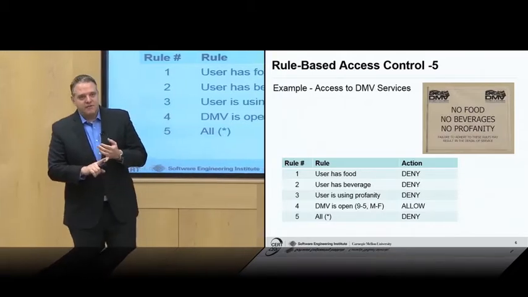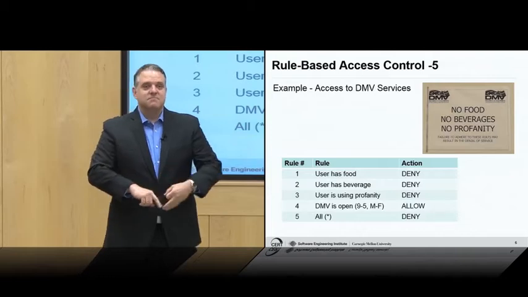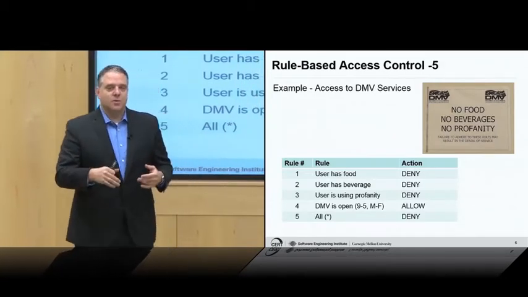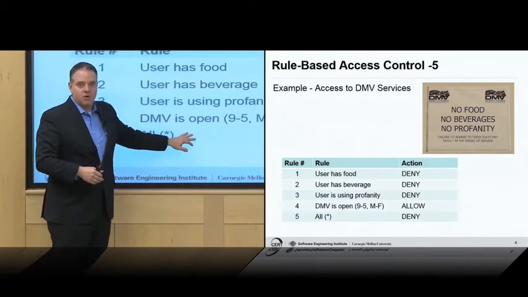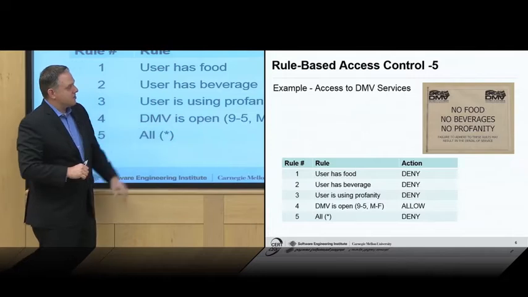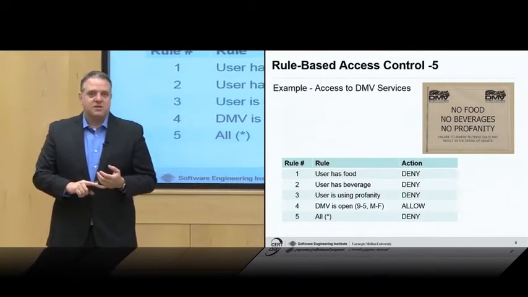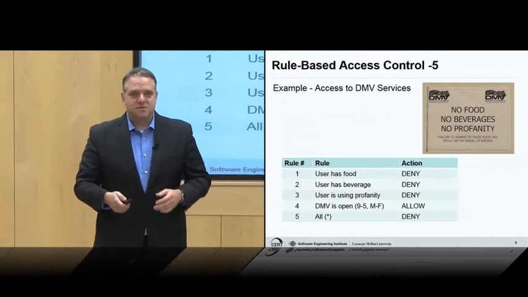Well, as long as you don't have any food, and you don't have any beverages, and you're not swearing, you'd be allowed to come on in because the default would be allow. And what that would cause is that people are trying to get into the DMV at 3 o'clock in the morning. That's a good example of how, in rule-based access control, it's important to have a deny by default. That way you don't have unexpected results.